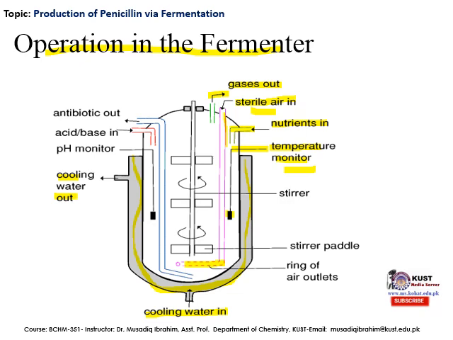There is a provision of a stirrer along with the stirrer paddle, which you can see is here, and the purpose of the stirrer and the stirrer paddles is to uniformly distribute the nutrients and the media within the culture, so that all the fungal cells can have access to the media, and so they can grow as much as they can, and then they can enter into the stationary phase.